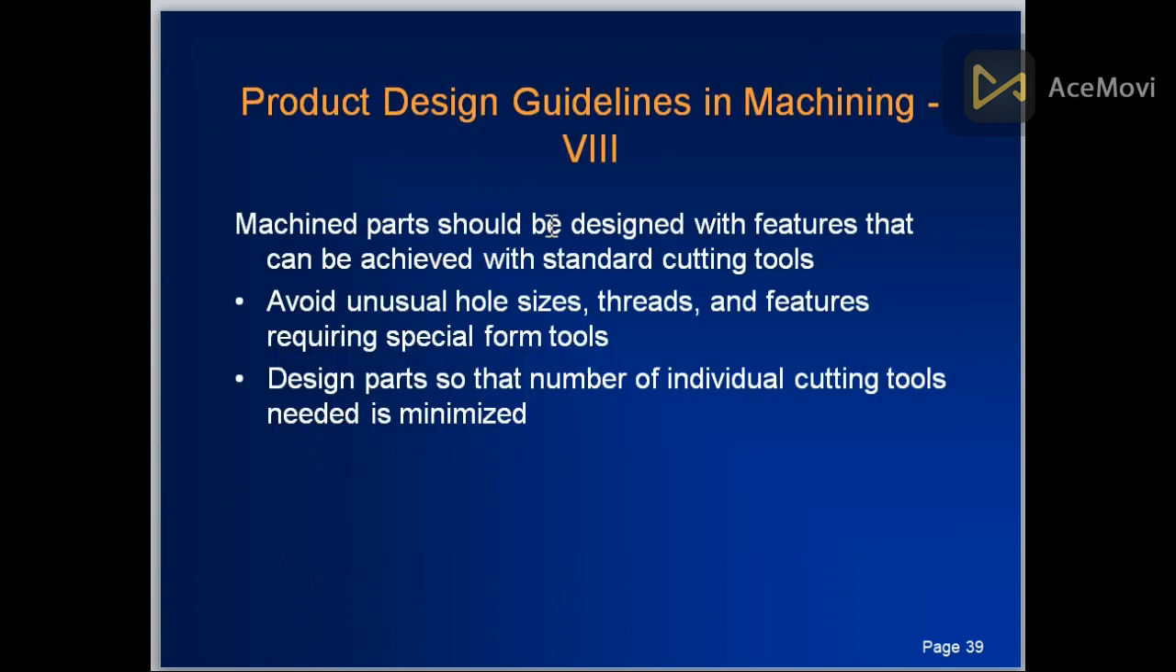And finally, machined parts should be designed with features that can be achieved with standard cutting tools. Avoid unusual hole sizes, threads, and features requiring special form tools. Design parts so that the number of individual cutting tools needed is minimized. So I hope you understand the economic and product design considerations for the manufacturing processes.